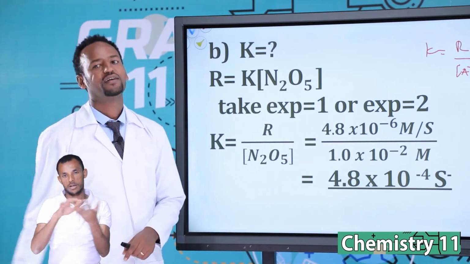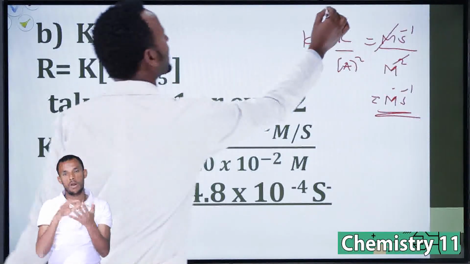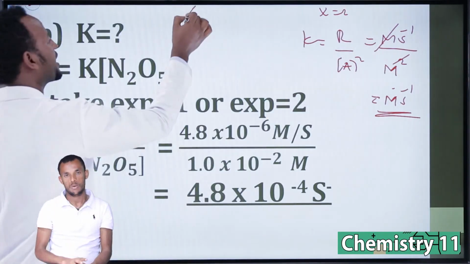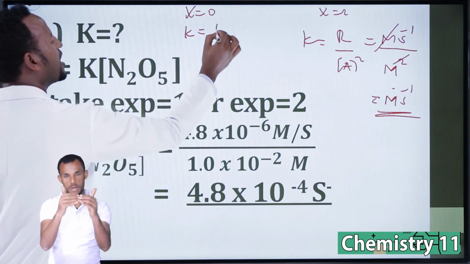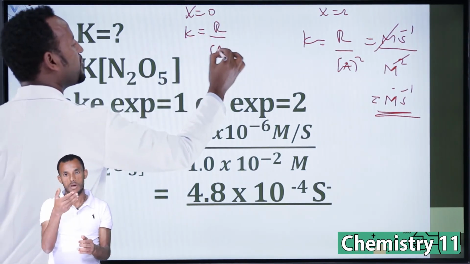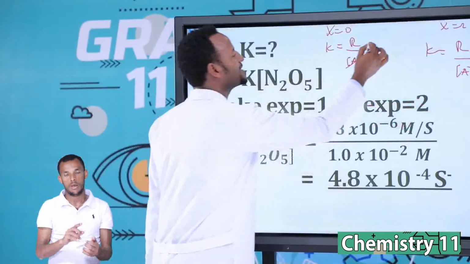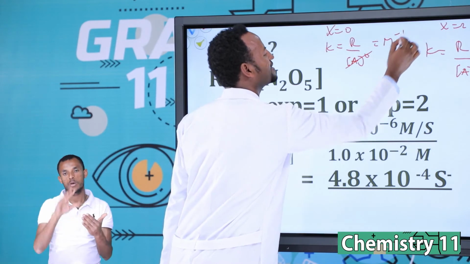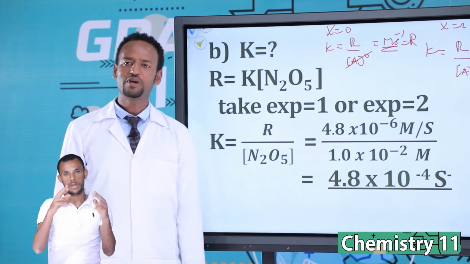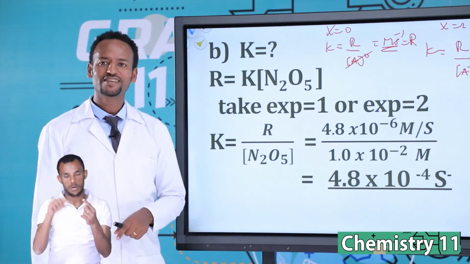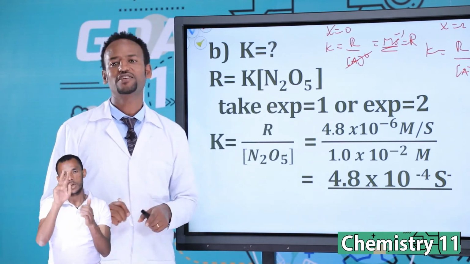Again, if the order of the reaction is 0, for a zero order reaction, let's take x is equal to 0, because zero order is also possible. K is equal to R over A to the power of 0. You know A to the power of 0 is already 1. Therefore, this is simply molar per second. This is a unit of what? This is a unit of rate. Which order is similar to rate? Zero order. The unit of zero order and the unit of rate of reaction are the same.